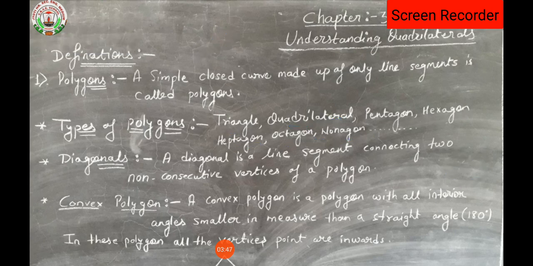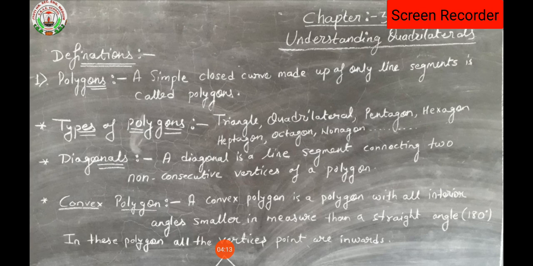A 6-sided polygon, that means it is a hexagon. A 7-sided polygon is a heptagon. An 8-sided polygon is an octagon, and so on, like nonagon, decagon. Okay, and an n-sided polygon is said to be an n-gon. N sides means an infinite number of lines will be there. Clear everyone? You already studied this in the 7th class. We are just revising it.